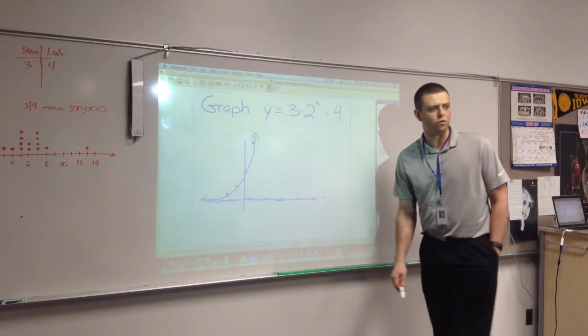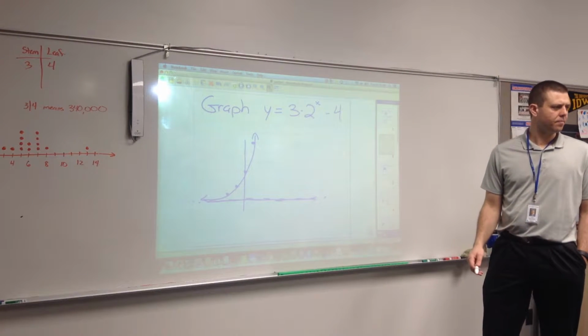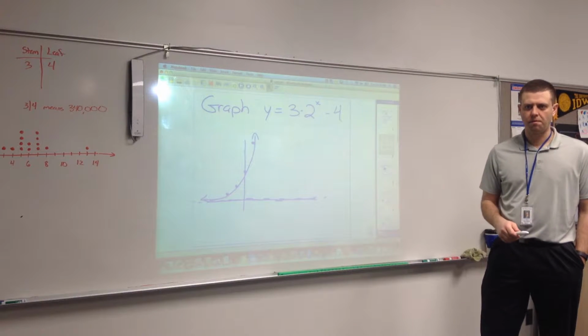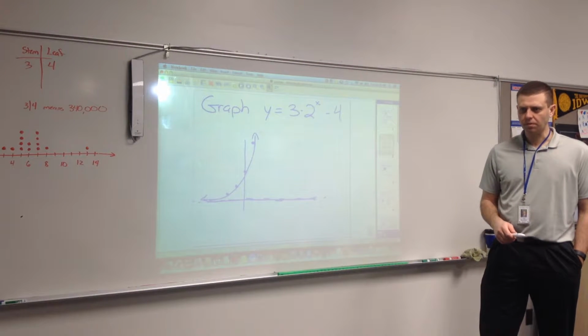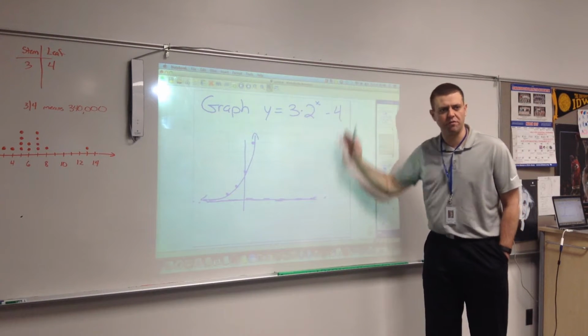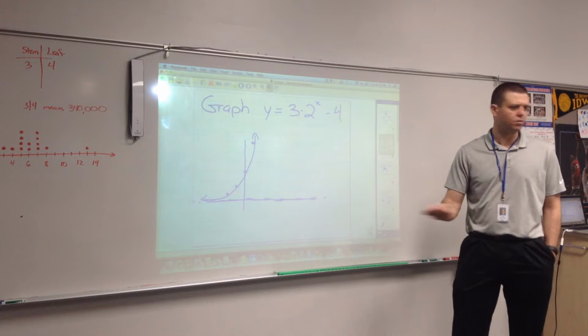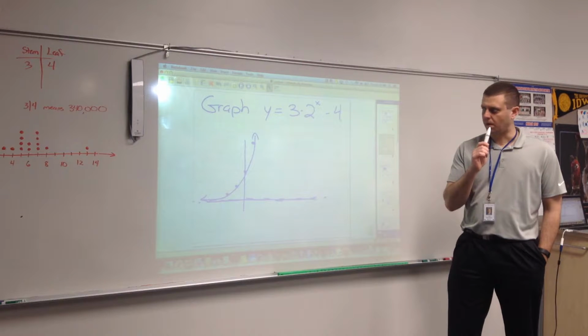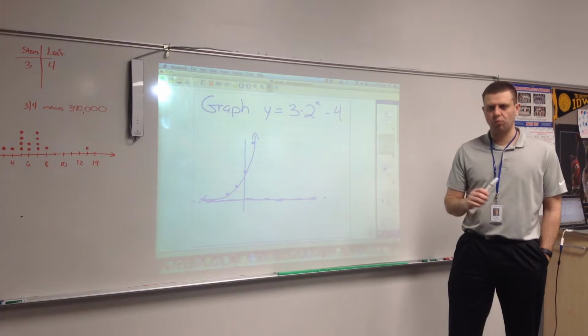Where would my new horizontal asymptote be? Y equals -4. Right? Because here I have a horizontal asymptote at y equals 0, but if I shift everything down 4 units, now my new horizontal asymptote would be at y equals -4. And our y-intercept would then be at -1, yes.